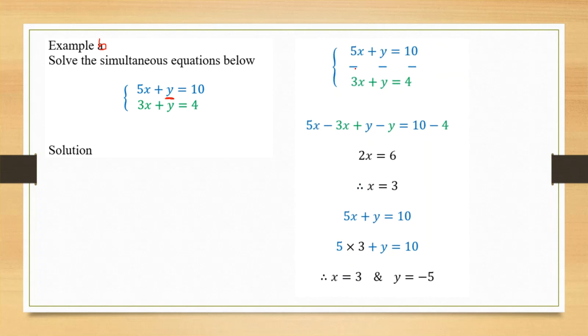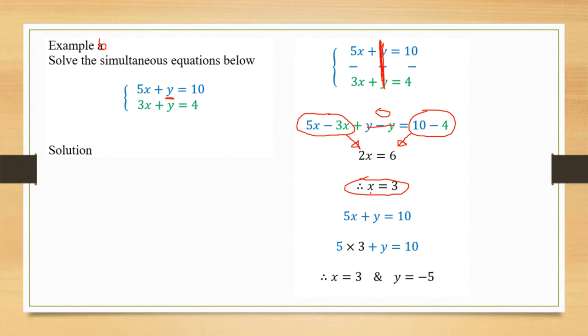So I've got 5x minus 3x is 2x. And then I've got y take away y. So this part eliminates. So y minus y, this bit is 0, so we don't need to write it down here. And 10 take away 4 is 6. So we get 2x equals 6. We've eliminated y. Divide by 2, and x equals 3.